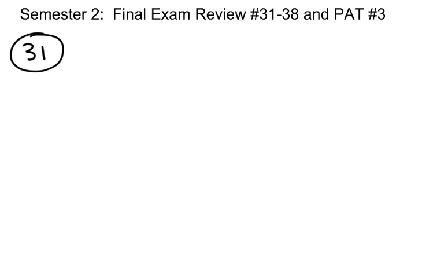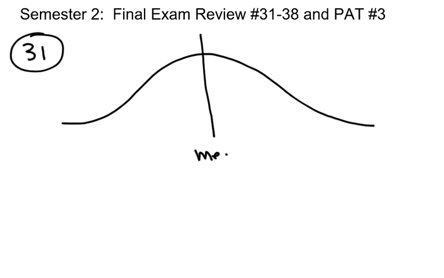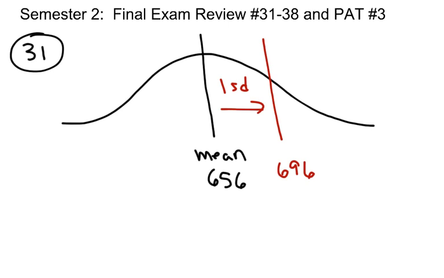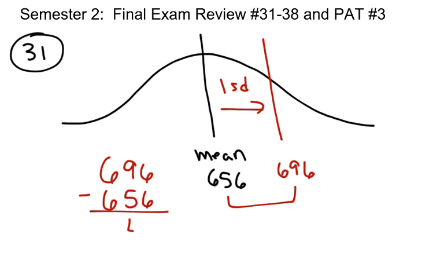Number 31 gives you a graph, and it says, what is the standard deviation of the normal distribution? Well, if the graph is normally distributed, that means the mean is smack dab in the middle. So the mean appears to be 656. One standard deviation to the right is 696. The standard deviation is going to be the difference between these two. So really, all you have to do is subtract them to find out the standard deviation is 40.